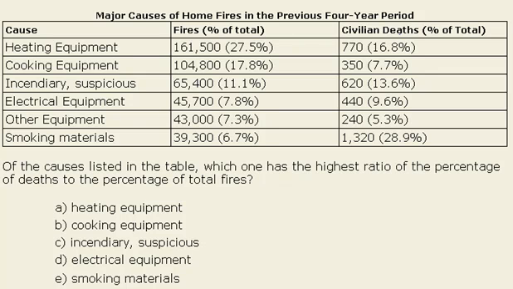This problem gives us a chart and asks us of the causes, and I can find causes here listed in the table, which one, meaning which cause, has the highest ratio of the percentage of deaths to the percentage of total fires. And it's really important that we look at that word percentage, meaning we're not using the number counts, we're using the percentages. And we're looking at the percentage, the ratio of deaths to fires. And we're looking for the highest percentage.